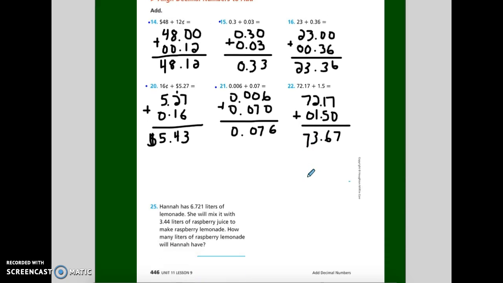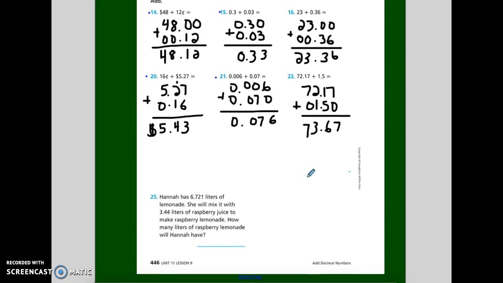All right, we're going to do one word problem to wrap it up here. It says, Hannah has 6 and 721 thousandths liters of lemonade. She will mix it with 3 and 44 hundredths liters of raspberry juice to make raspberry lemonade. How many liters of raspberry lemonade will Hannah have? All right, so she's mixing them together, and we want to know the total that she will have. So you're going to add. So why don't you go ahead and try that on your own, and we'll see what you get.